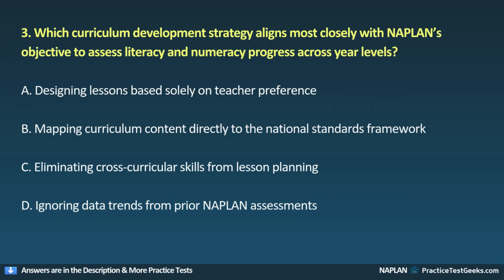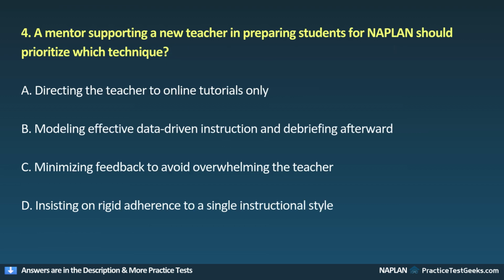3. Which curriculum development strategy aligns most closely with NAPLAN's objective to assess literacy and numeracy progress across year levels? A. Designing lessons based solely on teacher preference. B. Mapping curriculum content directly to the national standards framework. C. Eliminating cross-curricular skills from lesson planning. D. Ignoring data trends from prior NAPLAN assessments.